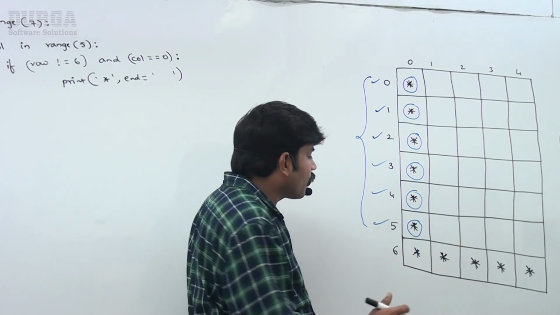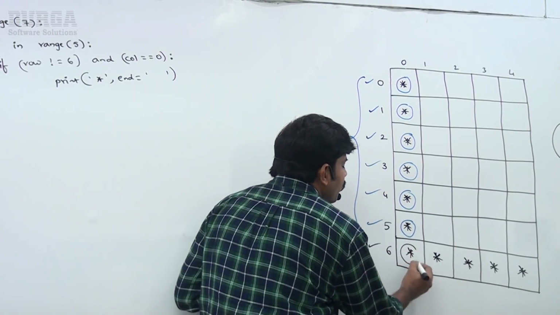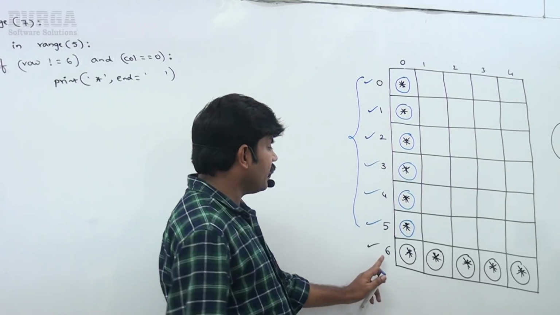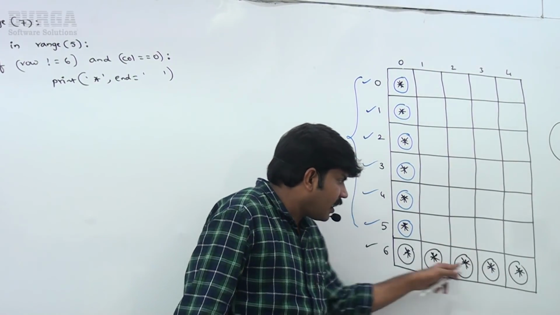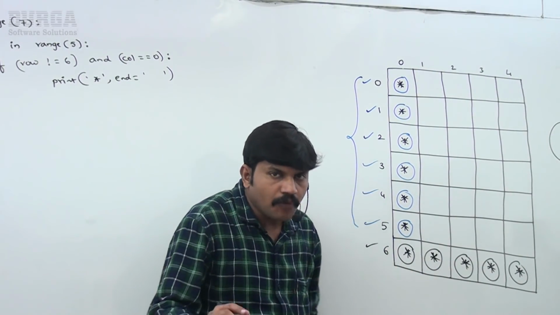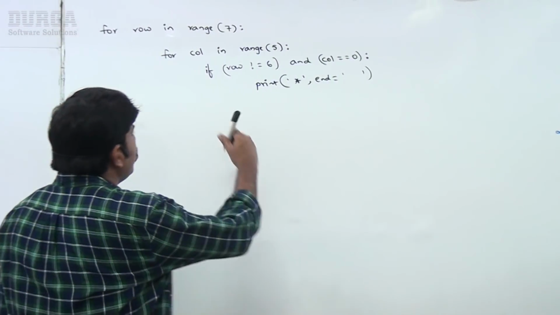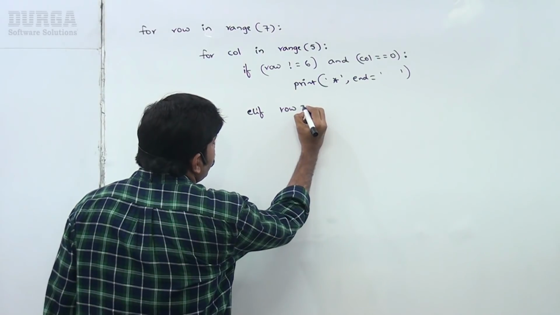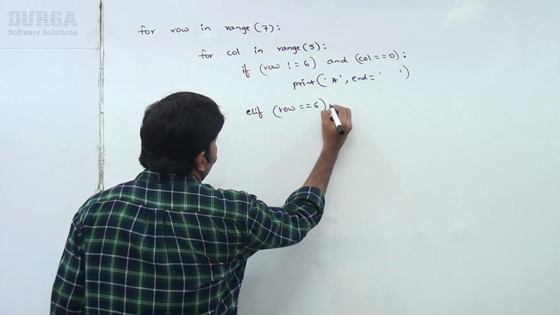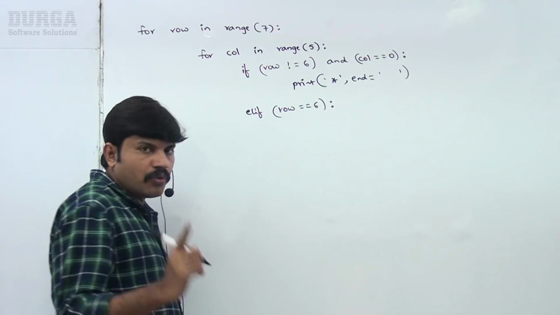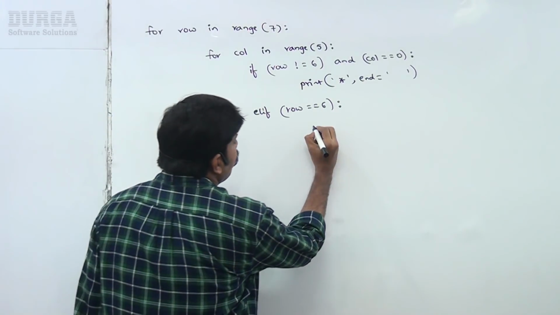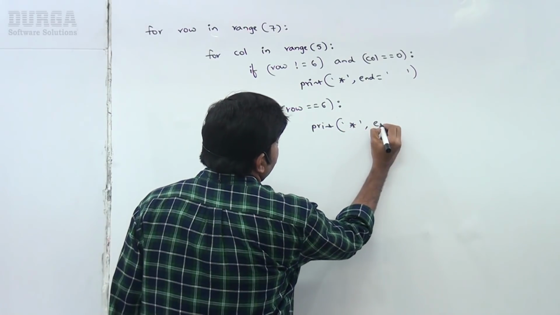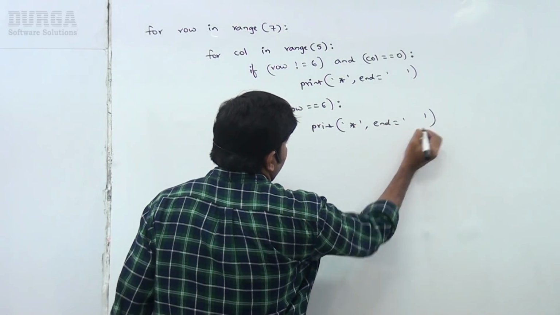Now, the sixth row: what is the story? For the sixth row, all star symbols are required. For the sixth row, in every column a star symbol must be printed. How can you write the code? elif row is equal to 6. If row is 6, print a star symbol, end is equal to empty.